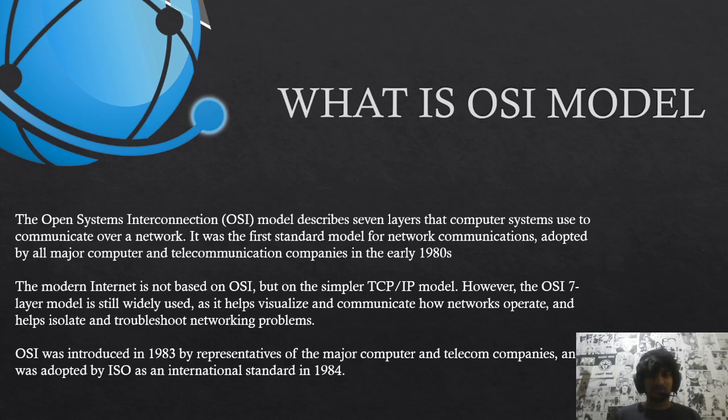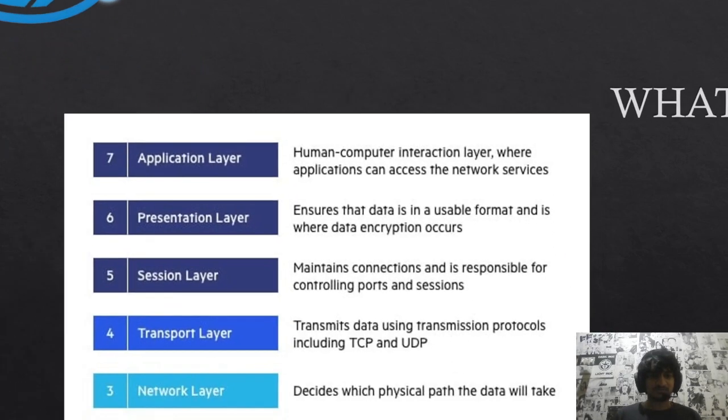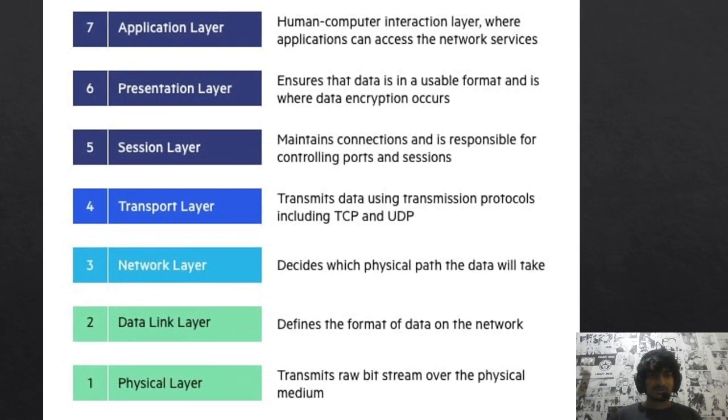So let's see all the seven layers of the model. Here are the seven layers. That is, first is application layer, presentation layer, session layer, transport layer, network layer, data link layer, and physical layer.